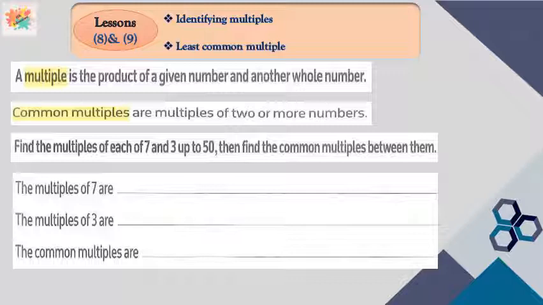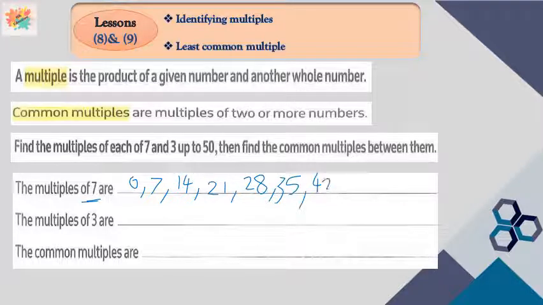Multiples of 7 means we want the answers of table 7. For example, 7 times 0 equals 0, 7 times 1 equals 7, 7 times 2 is 14, 7 times 3 is 21, 7 times 4 is 28, 7 times 5 is 35, 7 times 6 is 42, and so on, 7 times 7 equals 49.